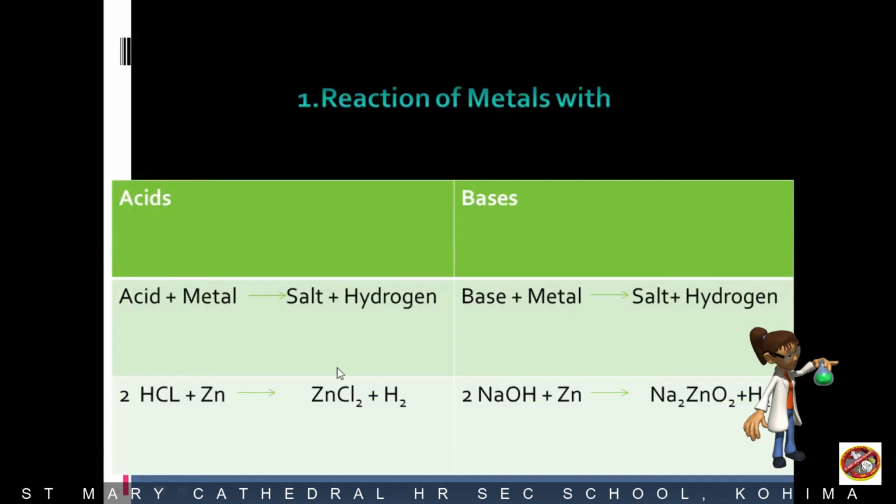In both cases, we get salt and hydrogen. Now let me give examples. Hydrochloric acid, when it reacts with zinc, gives you zinc chloride plus hydrogen. And when sodium hydroxide, which is your base, reacts with zinc, it gives you sodium zincate plus hydrogen.